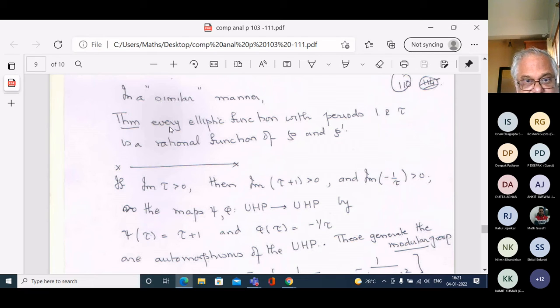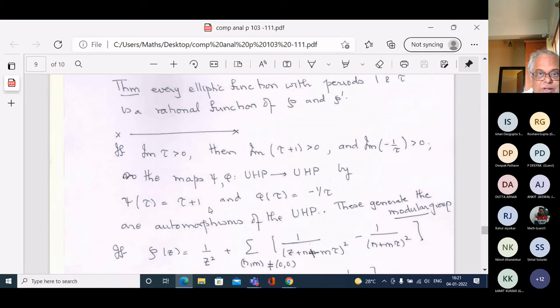Okay. So the first thing you understand is that if the imaginary part of tau is greater than 0, then the imaginary part of tau plus 1 is greater than 0, and the imaginary part of minus 1 by tau is greater than 0. Tau going to tau plus 1 and tau going to minus 1 by tau are automorphisms of the upper half plane. They will generate some subgroup of this group of automorphisms of the upper half plane.